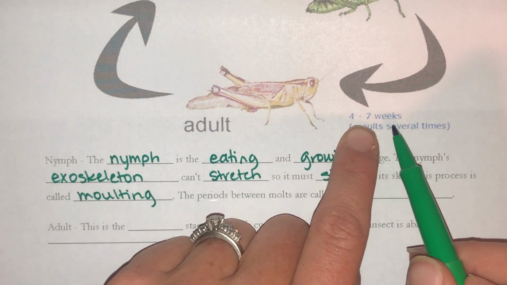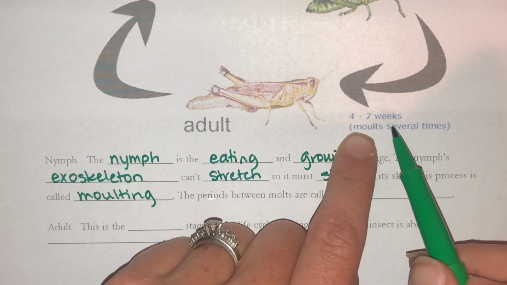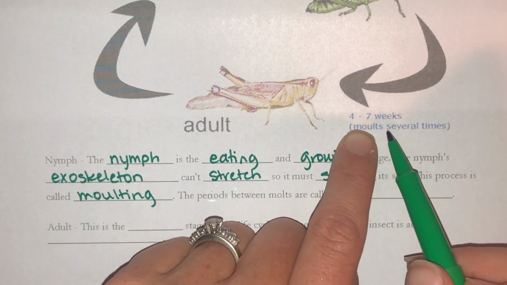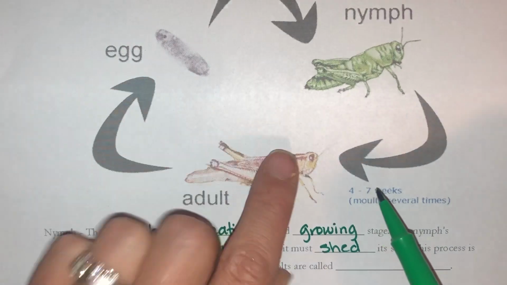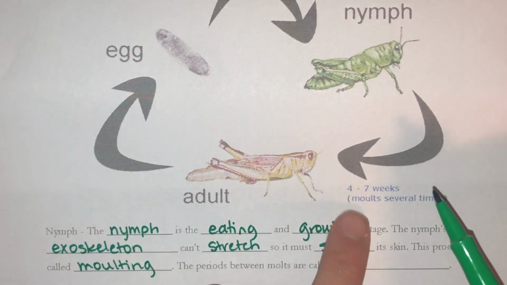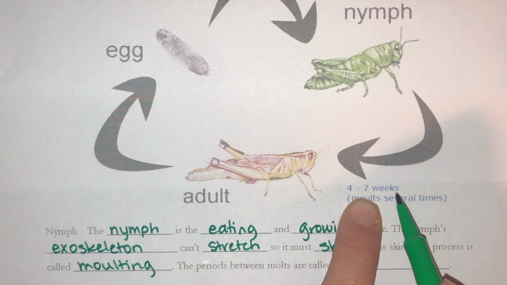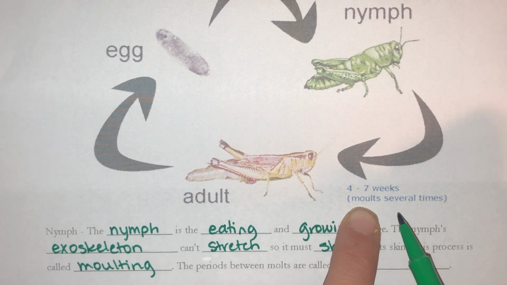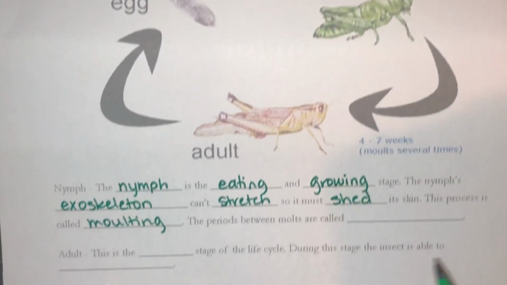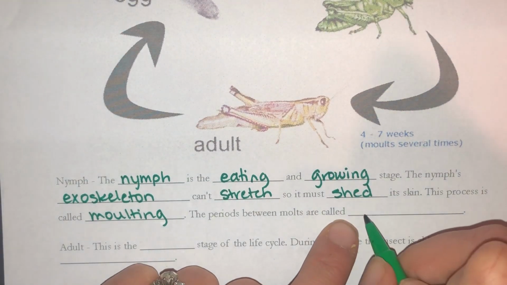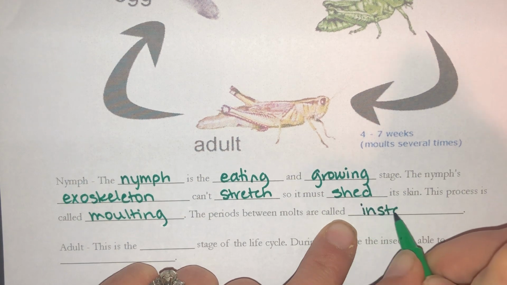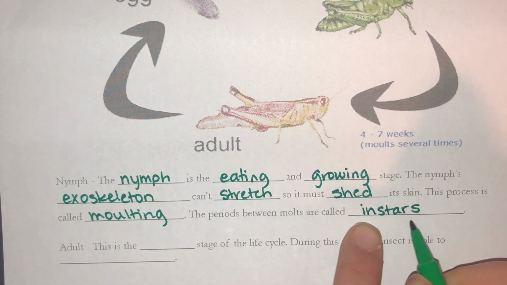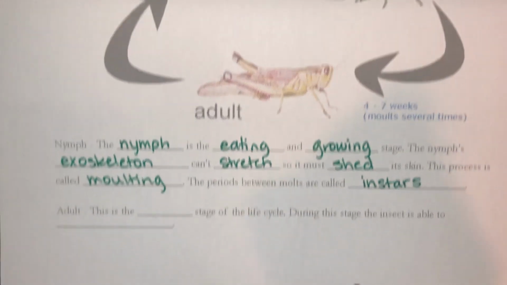Normally, insects are going to go through this stage for several weeks, and it depends on the species. Here I'm talking about a grasshopper. So the nymph is going to spend about 4 to 7 weeks in this stage when it's a grasshopper, and it will molt several times during that stage. When it's not molting, it's in a period that we call an instar. So the periods between molts are called instars.